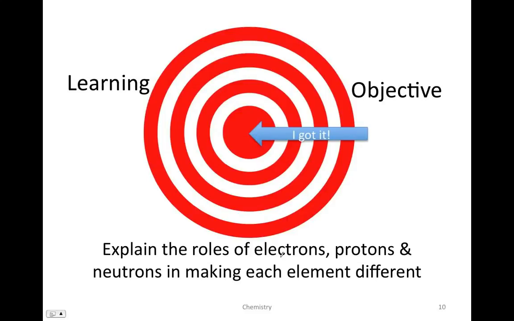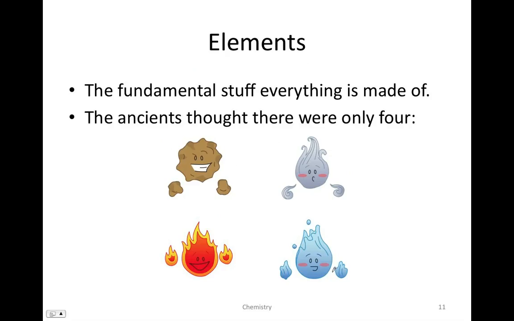So now we want to talk more about the parts of the atom and how they contribute to making each type of atom, called an element, different. So the parts are these electrons, protons, and neutrons, and any one type of atom, a collection of it, is called an element. So carbon was an element, but what is an element generally? Well, an element is the fundamental stuff everything's made of.